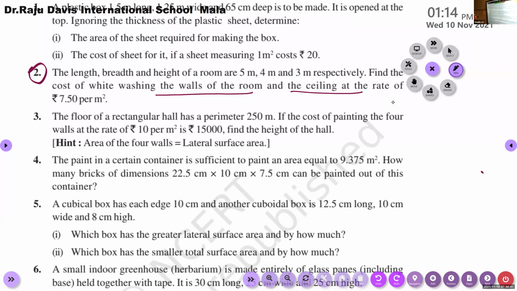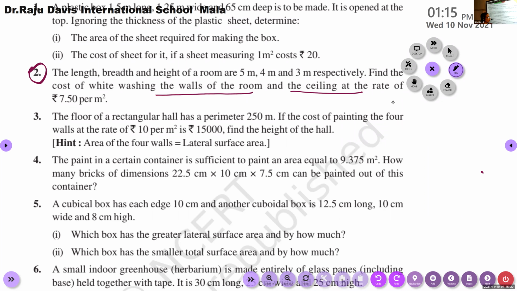Walls of the room means it is the room. What's the shape of a room? Length, breadth, height is given, so it is a cuboid. And walls represent which area of a cuboid? Yes, the four walls, lateral, LSA. And whitewashing is done on the walls and the roof.